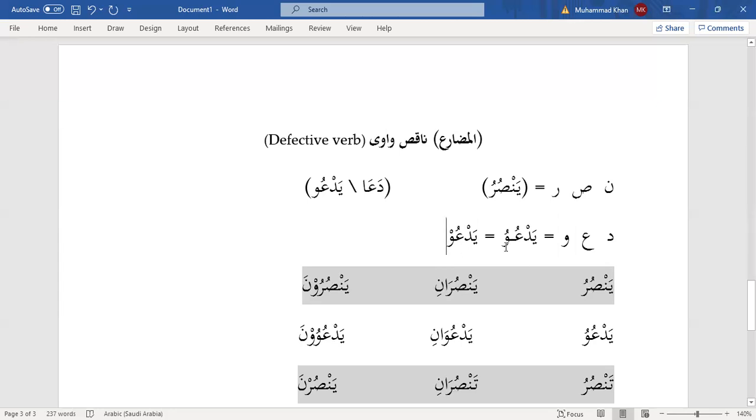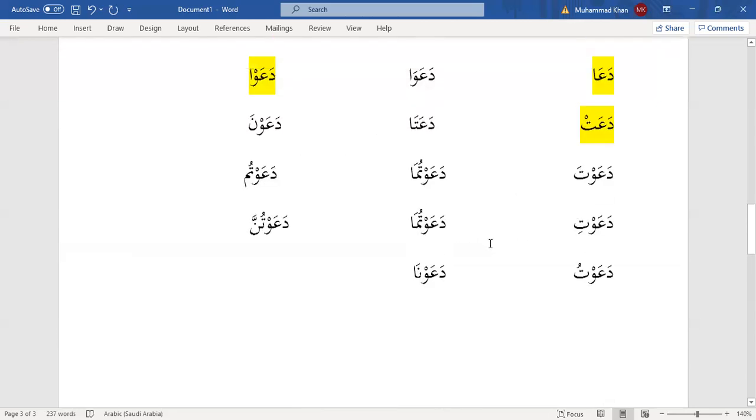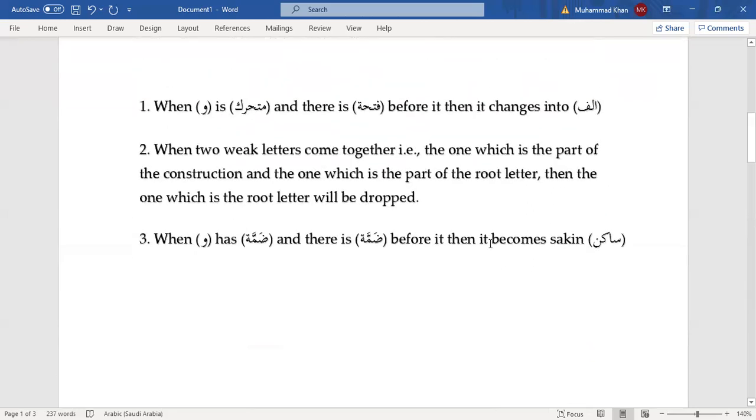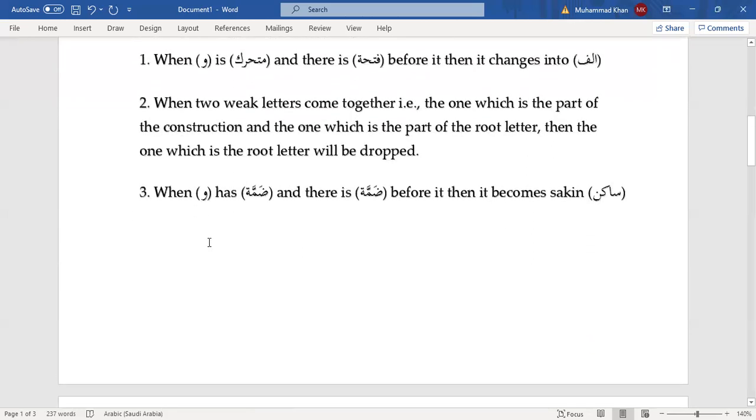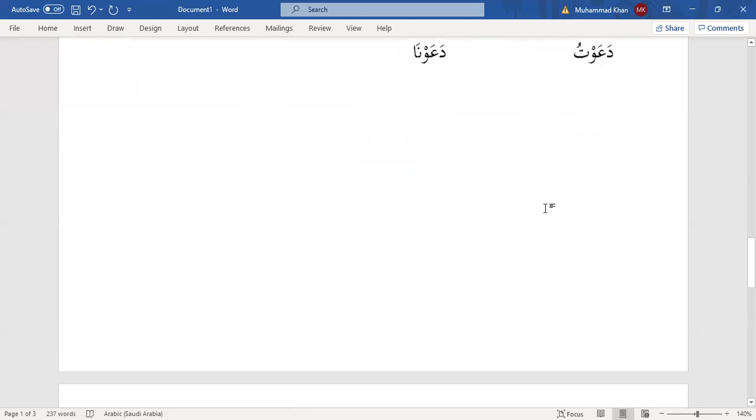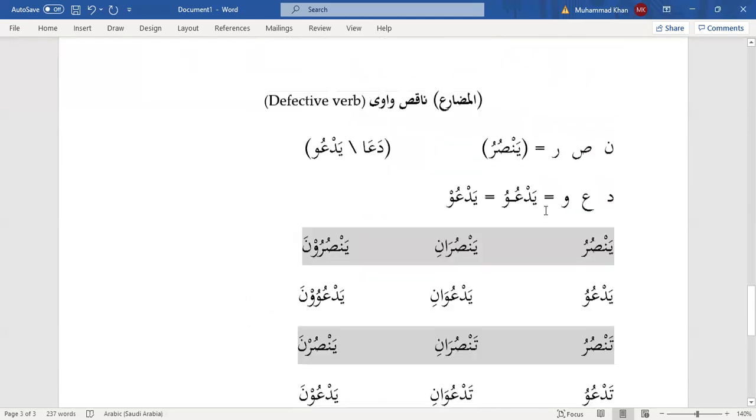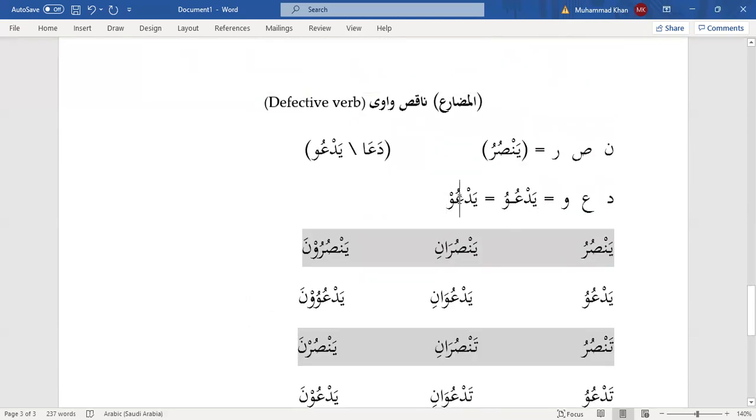So we have yad'uhu, basically on the pattern of yansuru. Waw has dhamma and there is a dhamma before it, so waw becomes sakin. Now the rule, I have already written it here. I will send it to you. Please try to go through it, memorize it and write it down: when waw has dhamma and there is a dhamma before it, then it becomes sakin. That rule has been implemented over here. So that is the first change that has taken place: from yad'uhu, it has become yad'u.